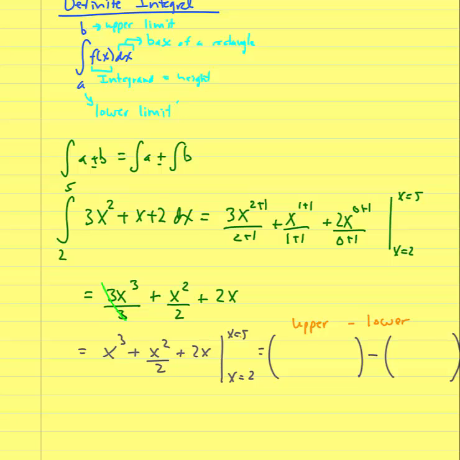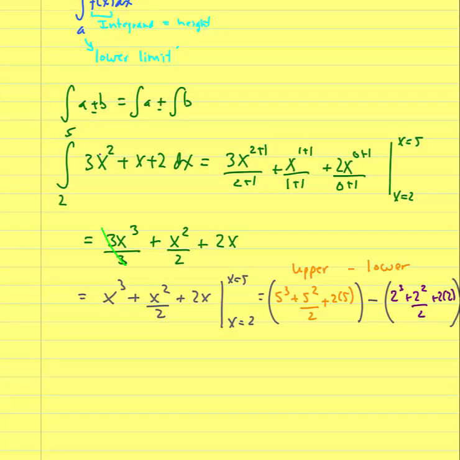So plugging in, we get 5 to the third plus 5 squared over 2 plus 2 times 5. There's my upper. Let's go ahead and look at our lower. So for my lower, I'm going to plug in a 2. So that would be 2 to the third plus 2 squared over 2 plus 2 times 2.